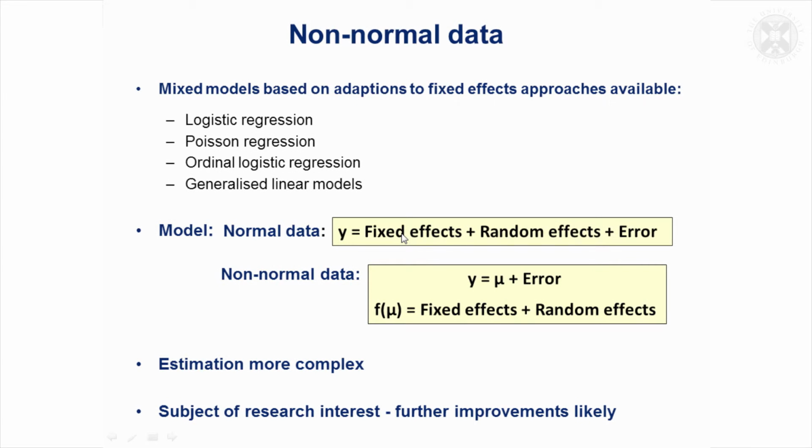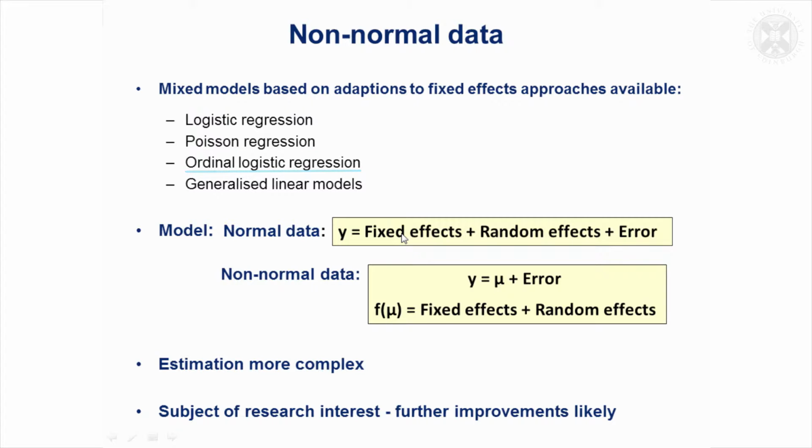Now, before introducing the next one, I want to say a bit about non-normal data. So far, I've just introduced mixed models for continuous data where you assume that the residuals are normally distributed. This is a whole area in itself, but it's really just to say there are equivalent models available for non-normal data. They're largely based on adapting approaches such as logistic regression, Poisson regression, ordinal logistic regression.